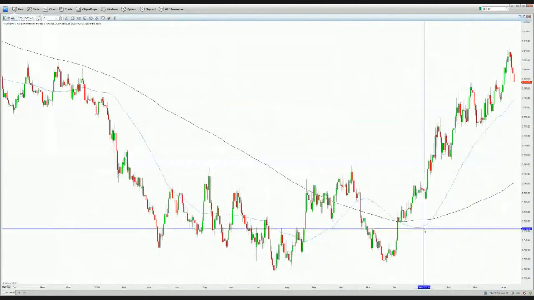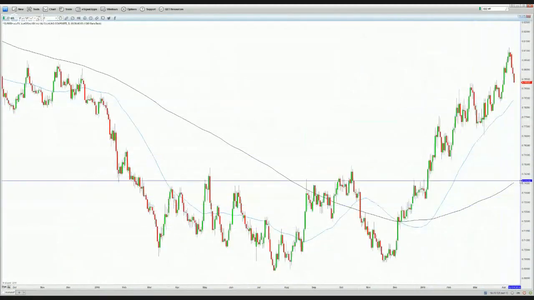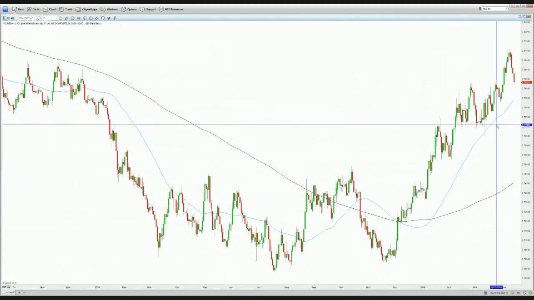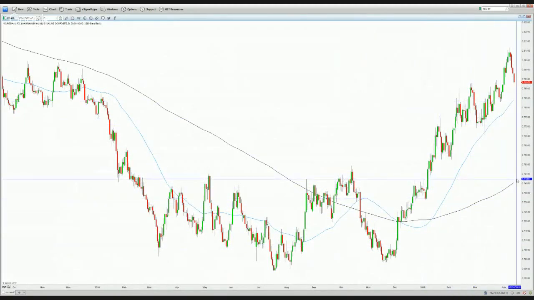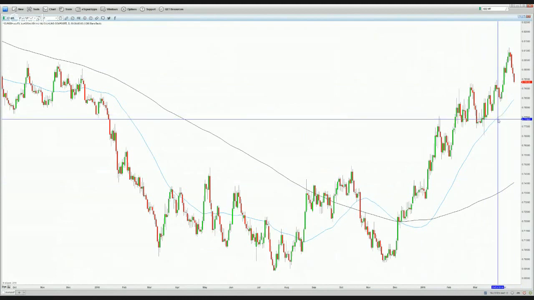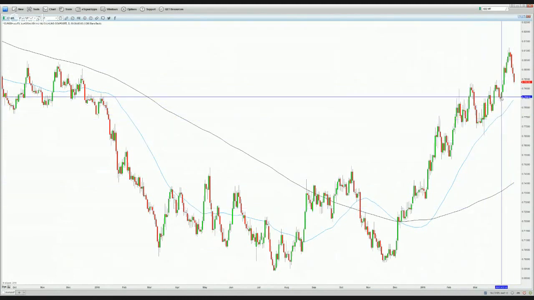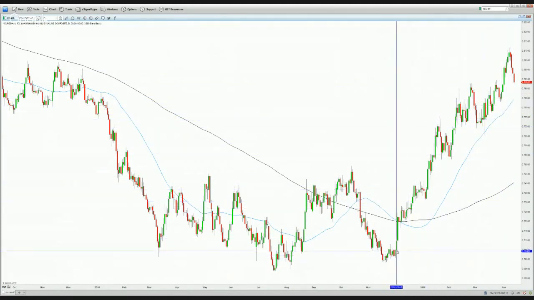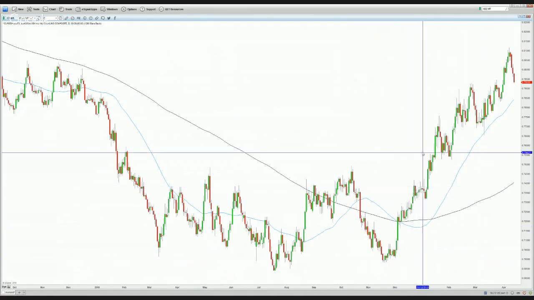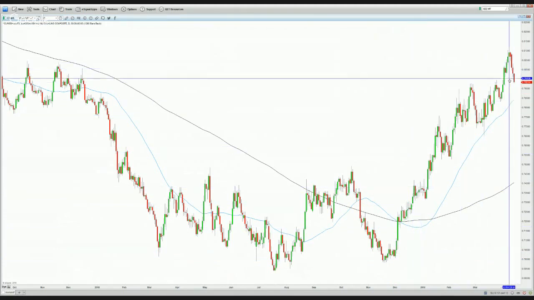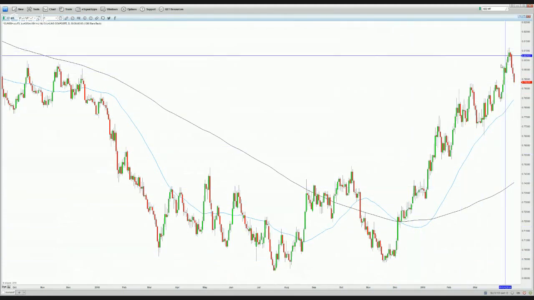If you go to the daily, trading above the 50, trading above the 200, 50 very much heading up, 200 heading up. So again, telling us that we have a bullish bias to price. Now, if you look at the structure of the trend, price doesn't really move in a straight line. It's quite messy and quite choppy. So this is not unexpected.